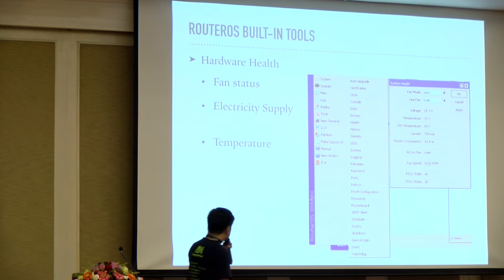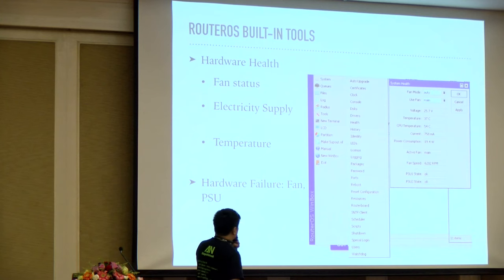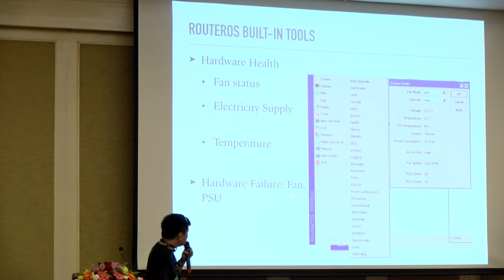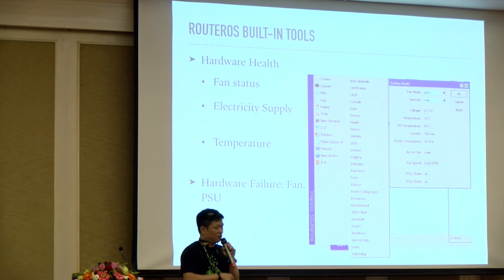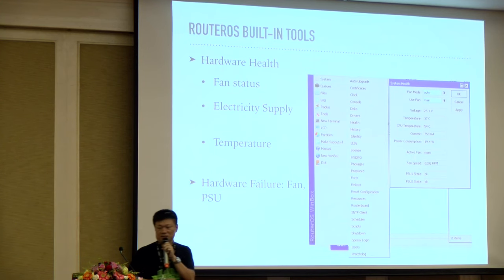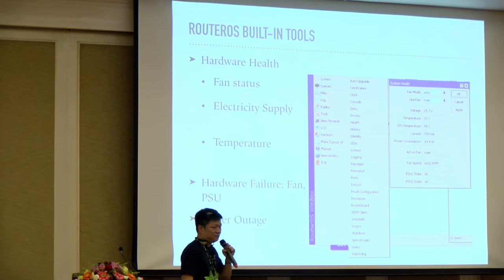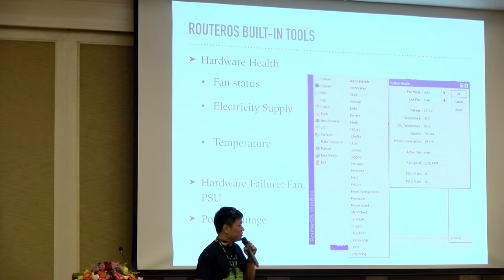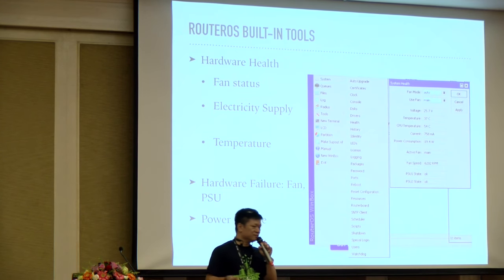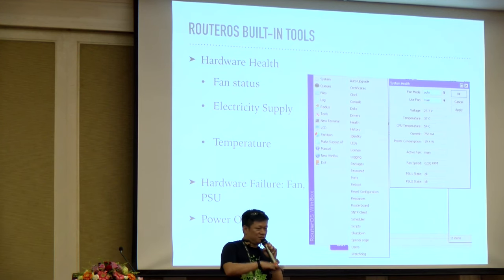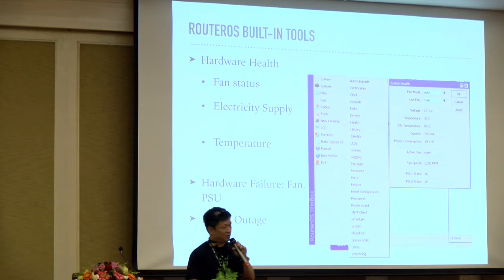And you can monitor your router, temperature and hardware failure. Fan and PSU, these are the two more important things. If it's getting too hot, you have a problem. If one of your PSUs fails, then it's time to replace. So if power is attached, when the voltage drops, if you are using a battery, then you know that the input has been cut. It's running on battery. After some time, the voltage will keep dropping.